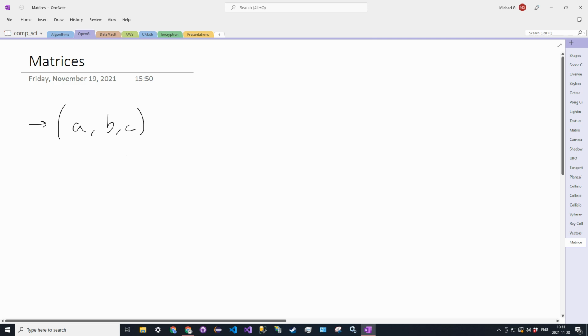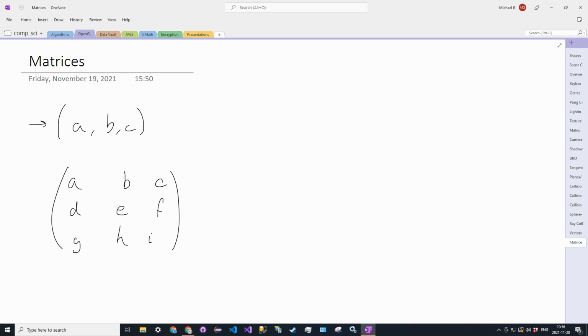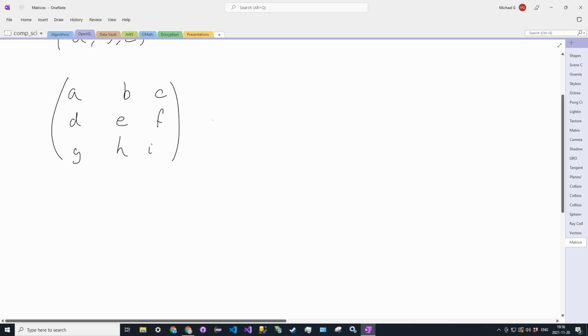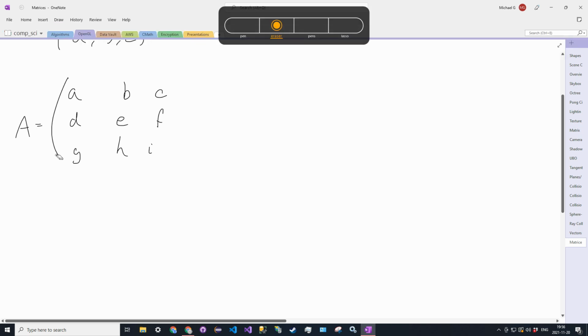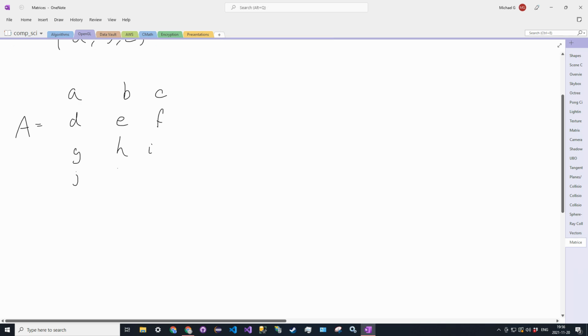With matrices, however, it's going to be a 2D collection. So we're going to have columns and rows. It's going to be kind of like a table. So you could have something like A, B, C, D, E, F, G, H, I. Something like that. And the way that we're going to represent this is usually with a capital letter, like the matrix A. Let's actually just have another row in there.